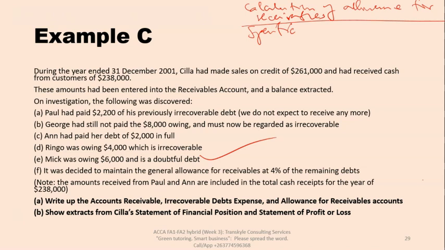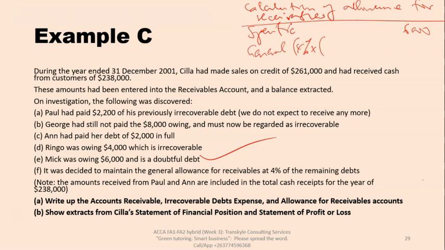Cover reported. This one has been recovered and still not paid and must now be included as recoverable. So there's only Mickey who has been doubtful, so that's a specific one. Mickey's doubtful, so that's 6,000 doubtful. And then let's add the general. We have got 4% multiplied by.